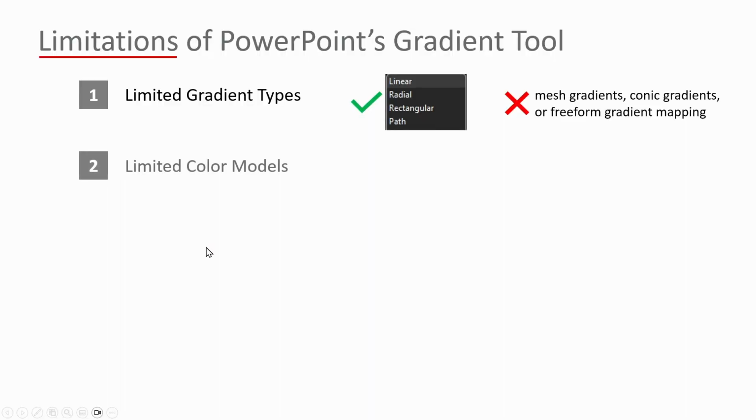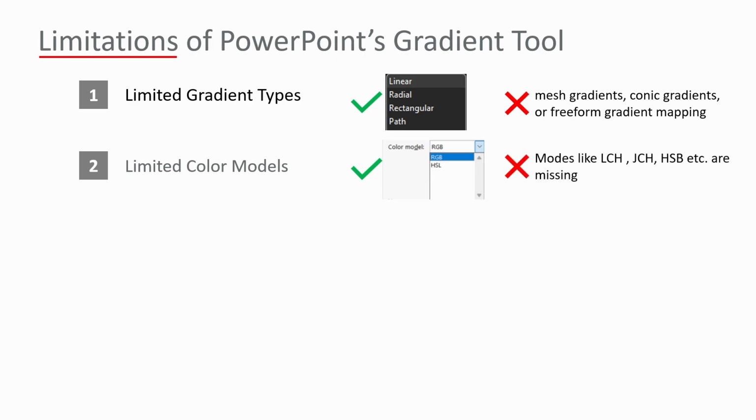Number two, we have limited color models in PowerPoint. As I covered before, we only have RGB and HSL color spaces in PowerPoint, but there are far more color spaces out there, especially modes like LCH, JCH, HSB, and so on. Some of these are fine-tuned to how we perceive colors. So they are a lot smoother and they avoid the banding effect that you typically see in gradients.